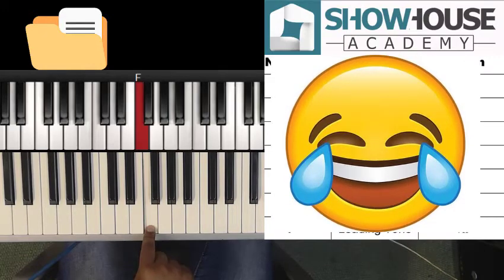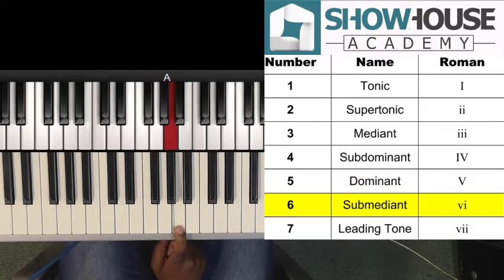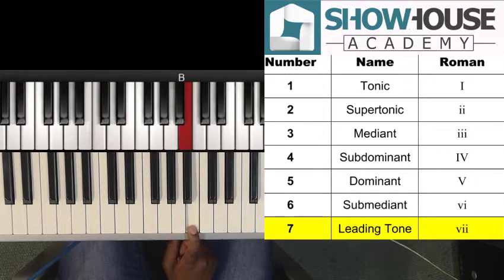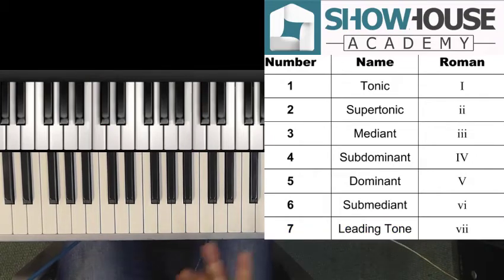Right, subdominant. And then 5 is a dominant, all right? And then 6, we submediant, all right? 7, we leading tone. And then we have an octave again, all right? So what do these things mean?